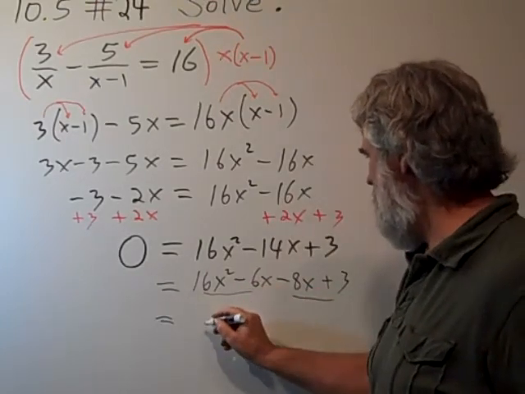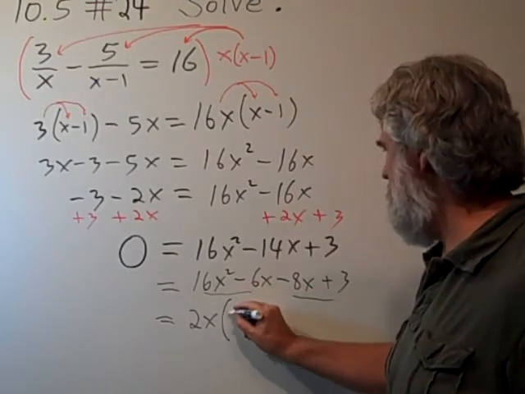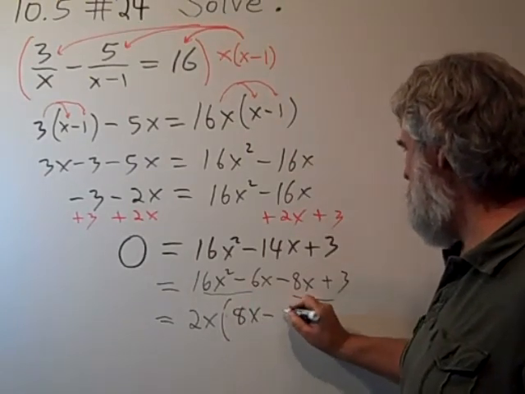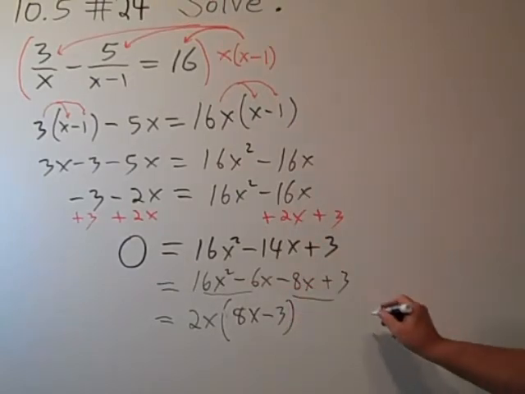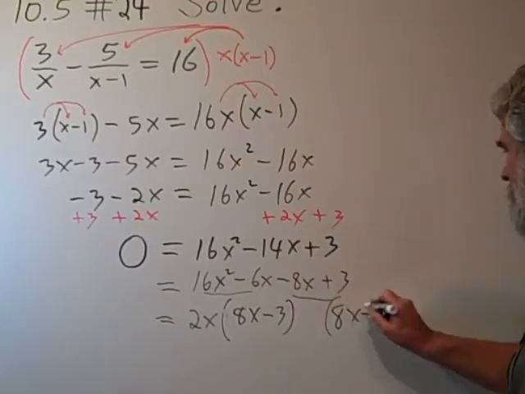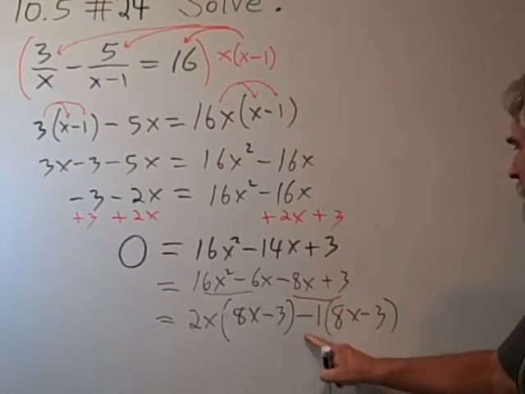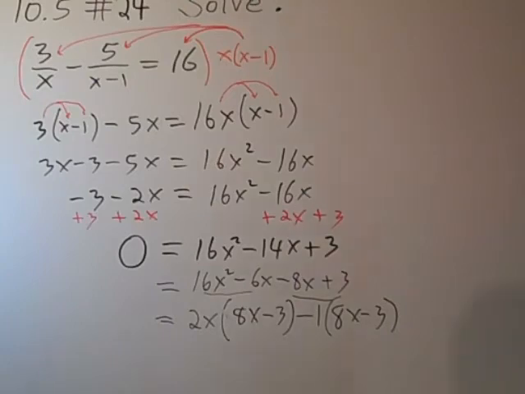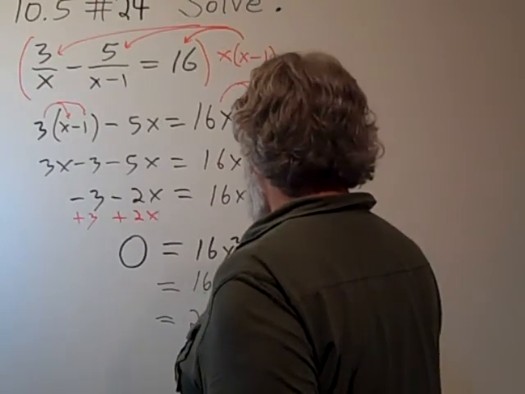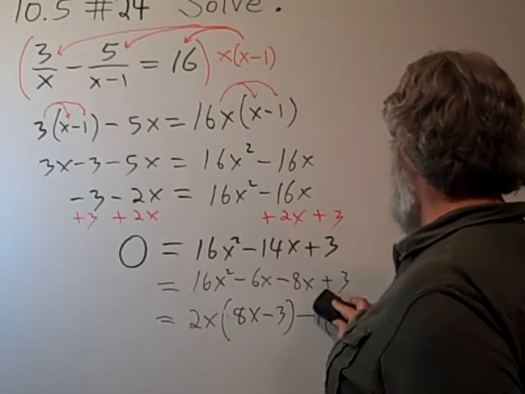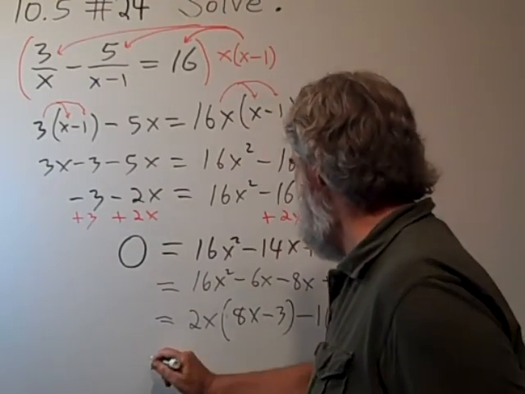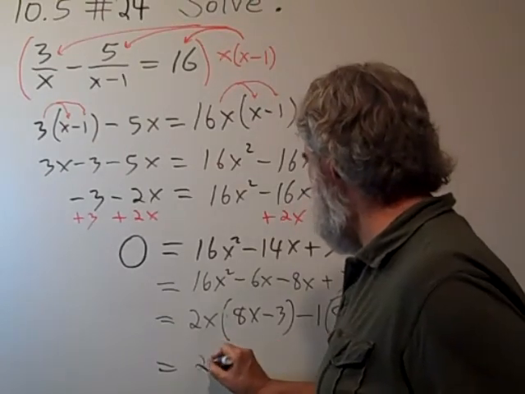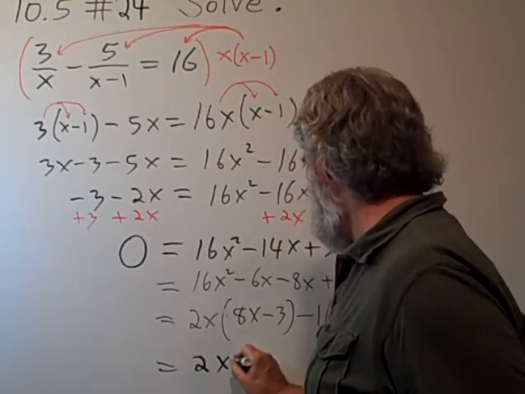And we can factor 2x out of the first two terms, times 8x minus 3. Then you know there's going to be an 8x minus 3 over here, so we had to factor out a negative 1. Negative 1 times 8x is negative 8x. Negative 1 times negative 3 is positive 3. So that's the factor by grouping step. Well, almost completed. So we have a common factor of 8x minus 3 that can be factored out, leaving behind 2x minus 1.